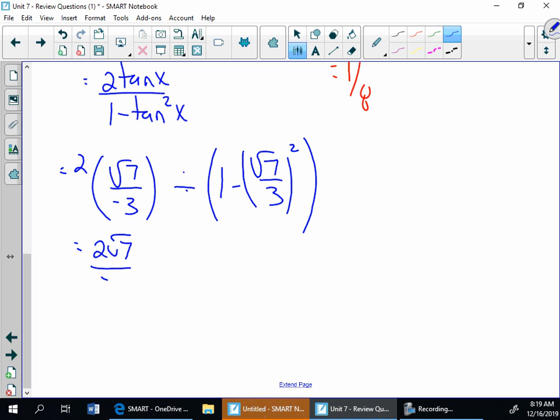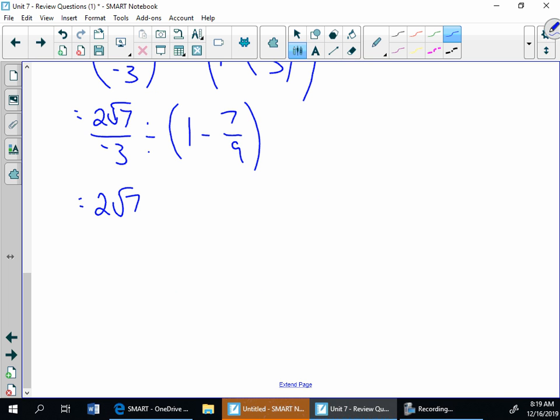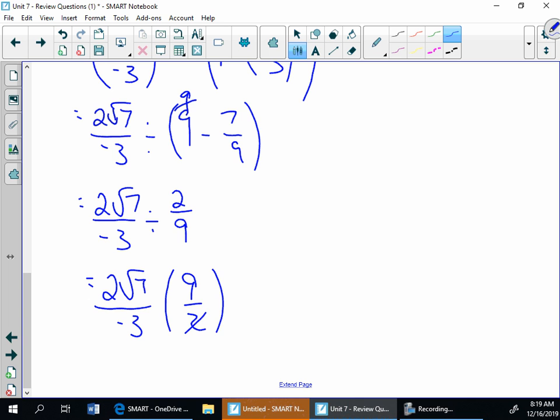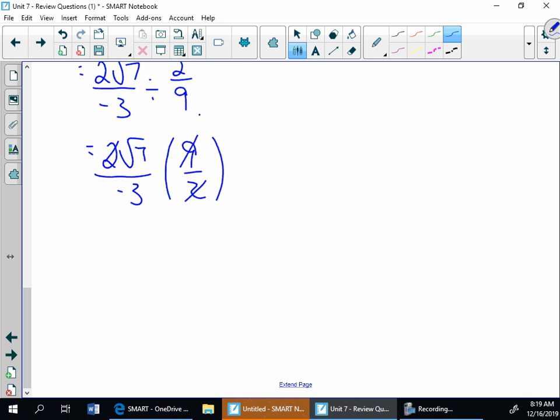Give me 2 root 7 over negative 3 divided by 1 minus 7/9. And make sure you're just squaring the 7 and the 3. So that's 2 root 7 over negative 3 divided by, think of this as 9/9, 2/9. Flip and multiply. The 2's will cancel. In fact, the 9 and the 3 can cancel also. We'll end up with 3 root 7 over negative 1. In other words, negative 3 root 7.